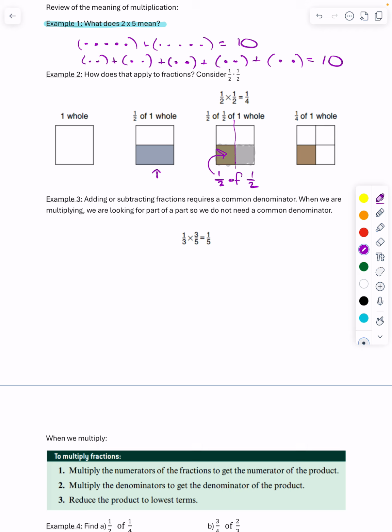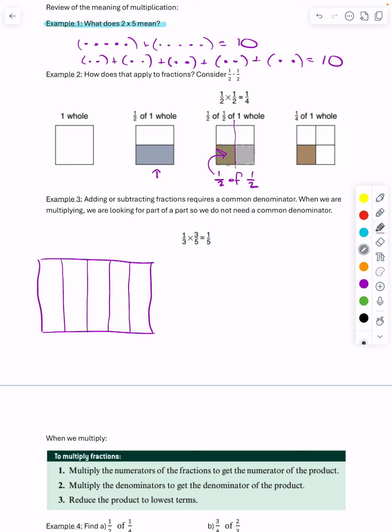When we add and subtract, it's important to remember that we have to add and subtract the same size parts. When we are multiplying, we are looking for part of a part, so we don't need a common denominator. So here's this one, 1/3 times 3/5. Now, when we multiply fractions, we actually multiply straight across. So no keep, switch, flip, no butterfly method. Because the problem with those is a lot of times we are not sure when we are supposed to use those, and so then we use them incorrectly.